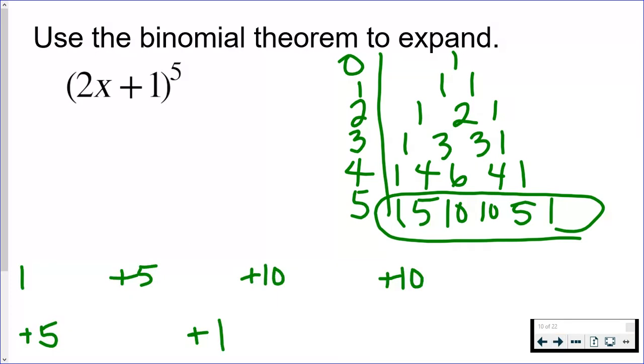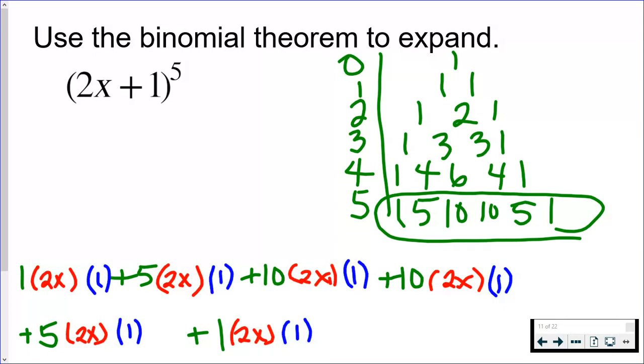Easy enough. Then I am going to take each of the terms from my binomial. So 2x and positive 1, and I'm just going to write them after each of these coefficients. So all I've done is I've written parentheses 2x, parentheses 1 after each of the coefficients that I just wrote down.